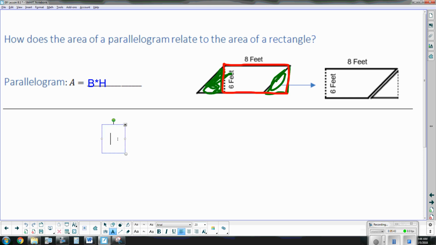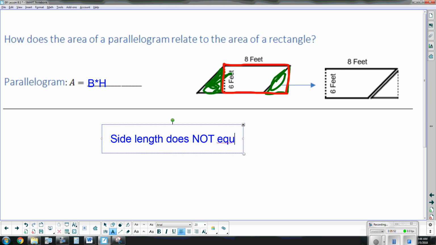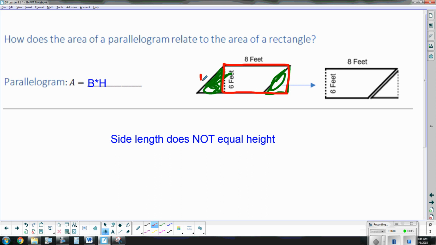Now it's important that you know that the side length does not equal the height. So we need this perpendicular measurement. This 6 feet has to be perpendicular to the base. If we had 6 feet here as a side measurement, and we didn't have this measurement, then we would have to do some computations in order to get the measurement for the height.